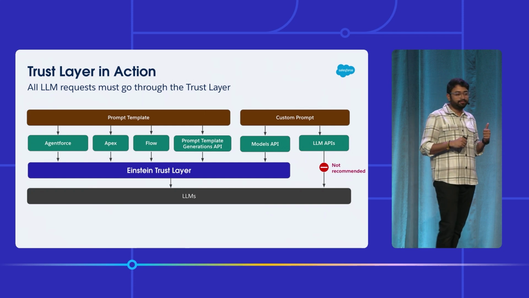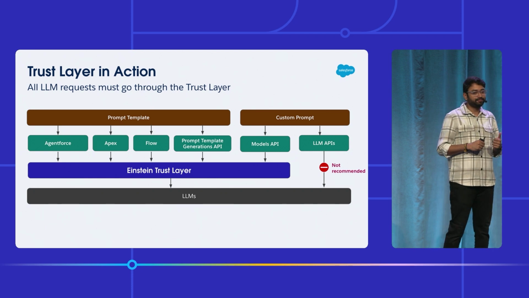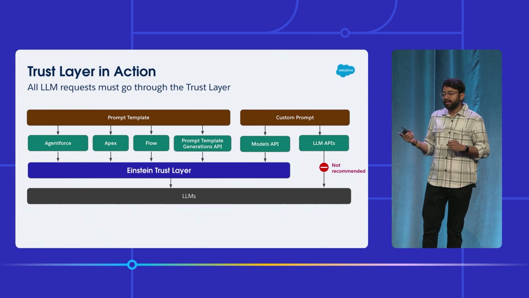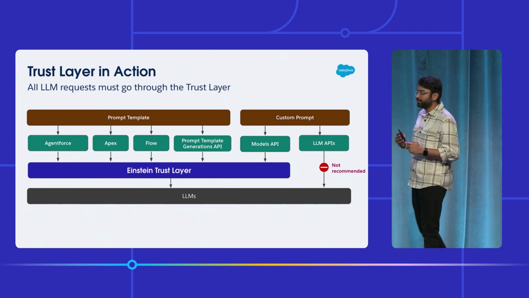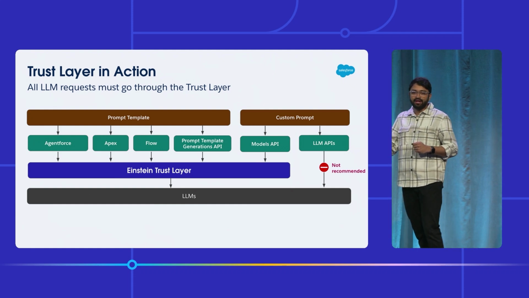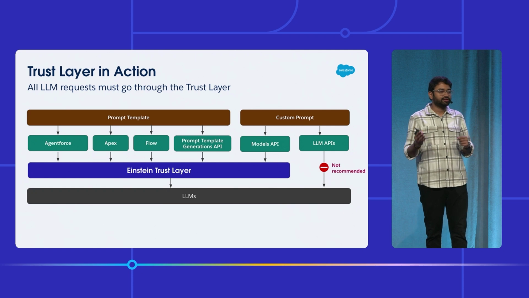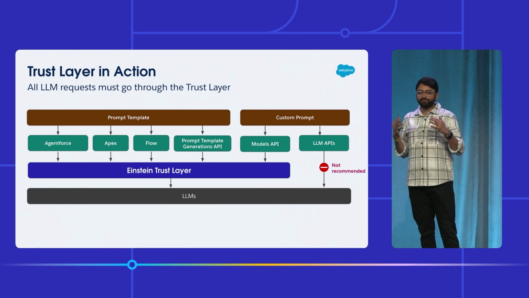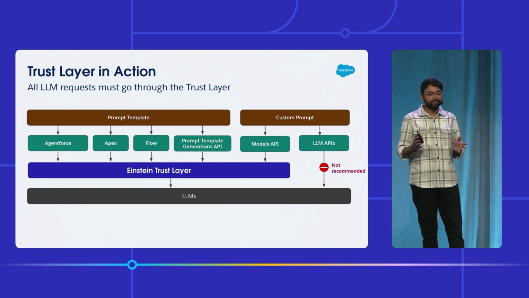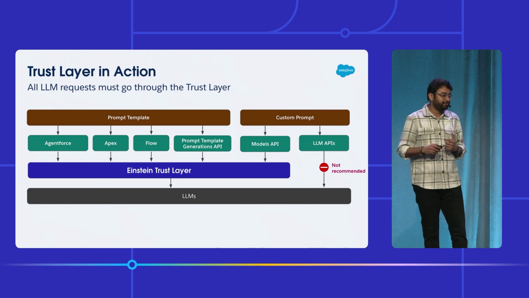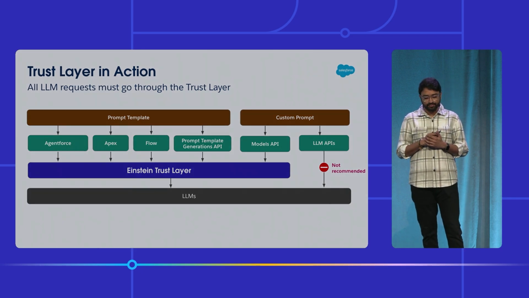What is the one piece that doesn't go through the trust layer? It is if you call a third-party LLM directly. So let's say you write a flow or an Apex and make a call to an OpenAI endpoint, that's when it doesn't go through the trust layer. So our recommendation is always to use prompt templates or Models API so that you are leveraging all the security features that we just spoke about.